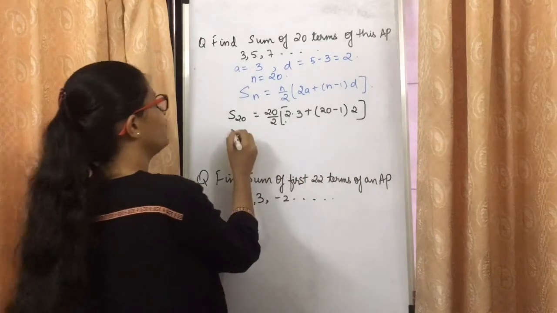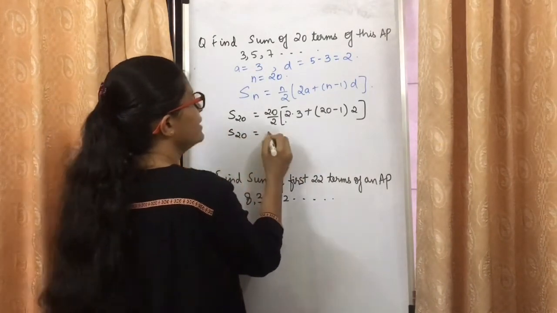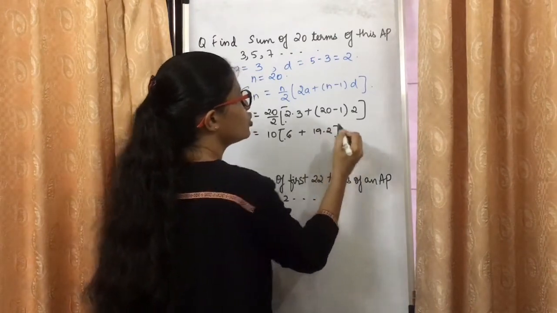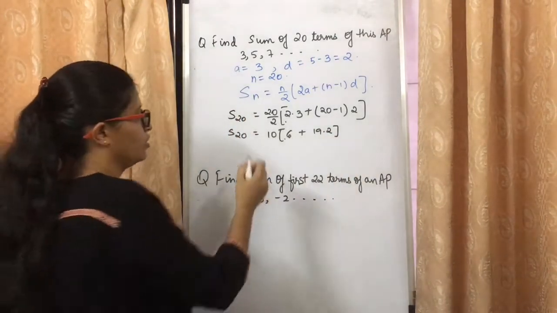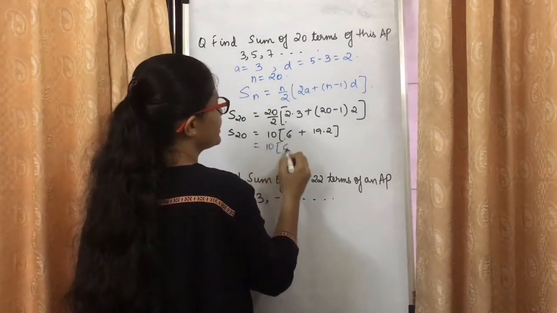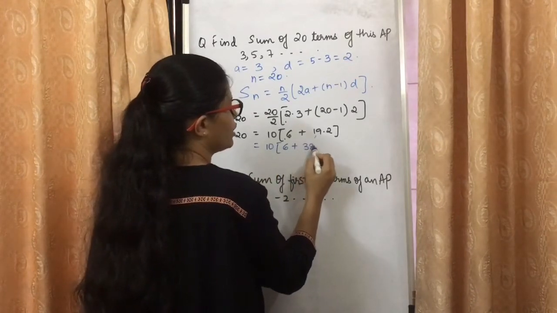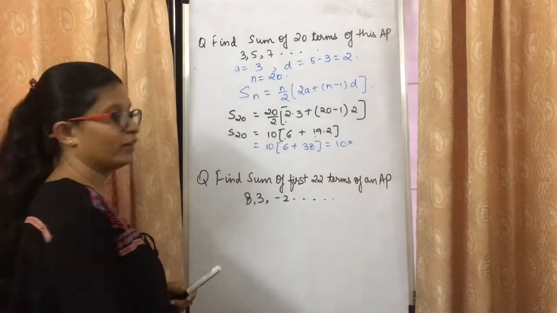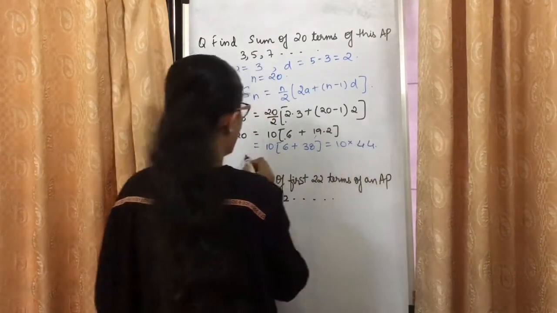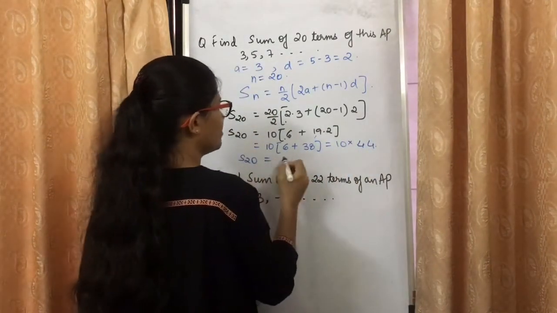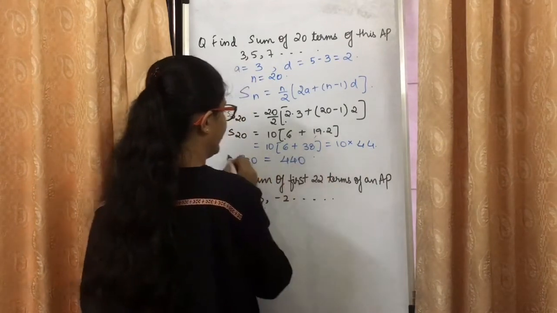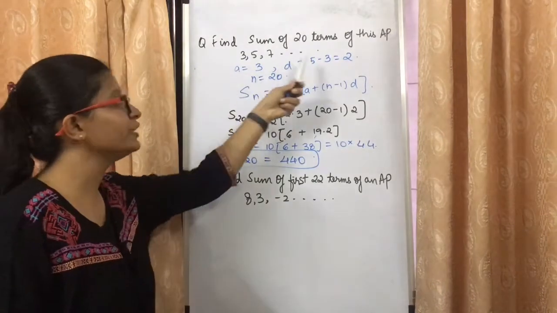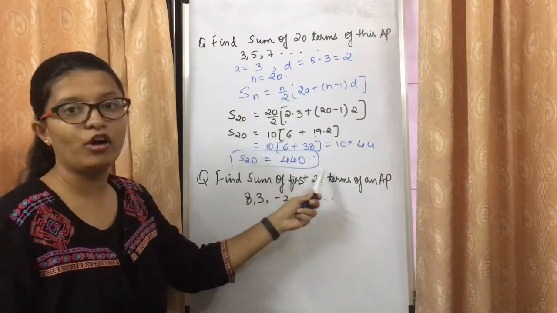So if I solve this, I will get S20 as 10 into 6 plus 19 into 2. So let's solve further. We will get 6 plus 19 into 2 will give you 38, and 10 into 6 plus 38, which is 44. So the answer for S20 comes out to be 440. So the sum of first 20 terms for the given series will be 440.